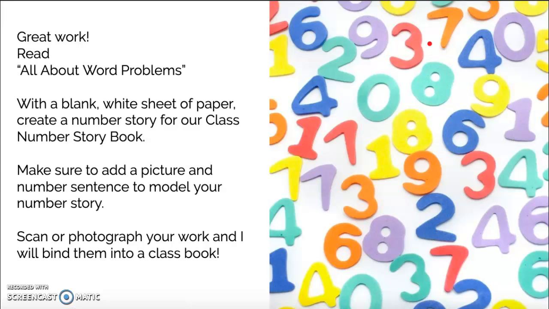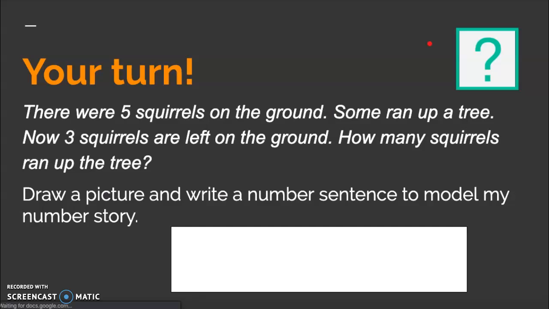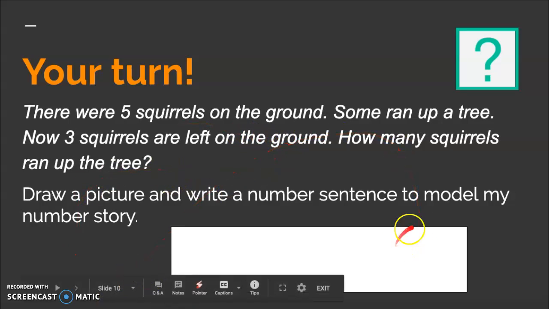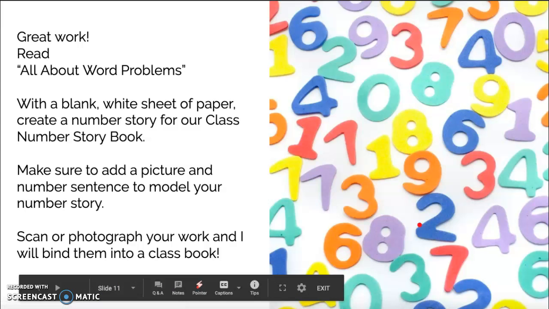Great work. Read all about word problems, which you can find in the Google Classroom, and with a blank white sheet of paper, create a number story for a class number story book. It needs to be unique to you and not one that we've done together. Make sure to add a picture and a number sentence to model your number story as neatly as you can so that all of our readers can read your number story. Make sure to also write your number story out in words the way that I did here. So you should have a number story that has words like there were 5 squirrels on the ground, a picture, and a number sentence. So there should be 3 parts, okay?